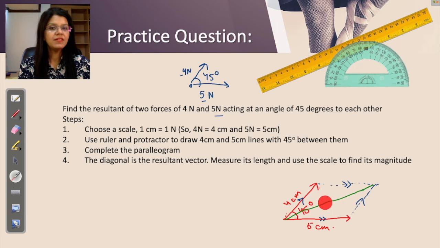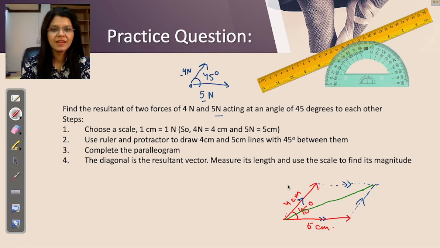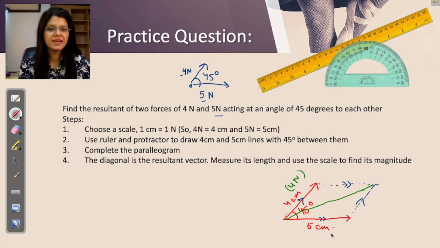This is your resultant vector. Resultant of this 4 newtons and 5 newtons. 4 centimeter represents 4 newtons. This is your 4 newtons force. This is your 5 newtons of the force. And what is the resultant force? This is your resultant force.